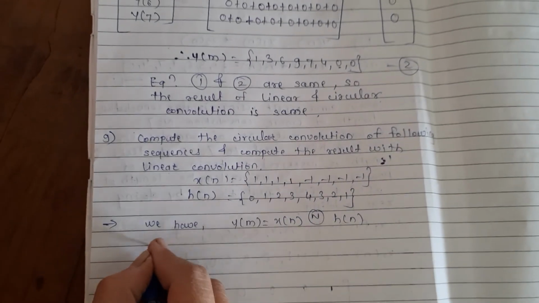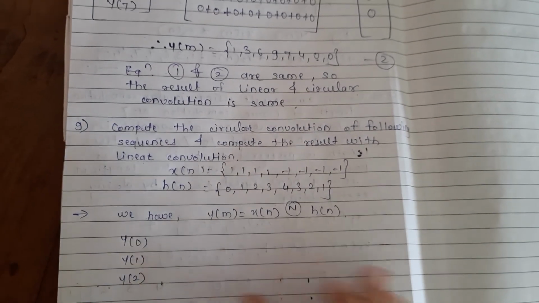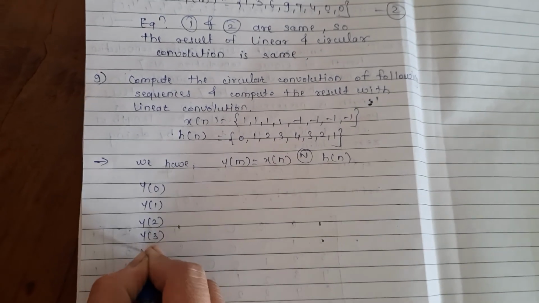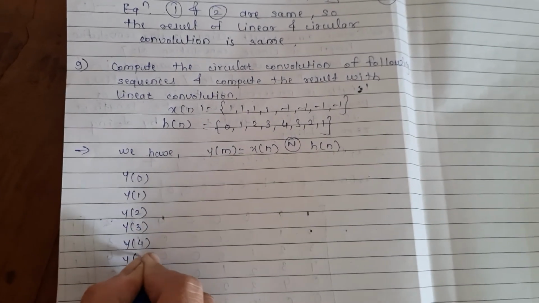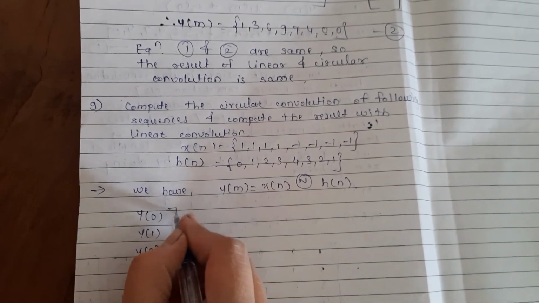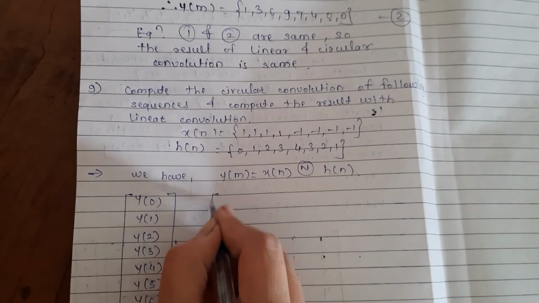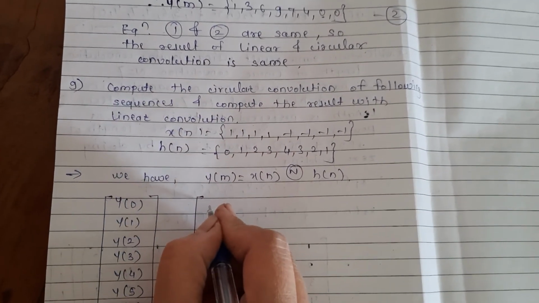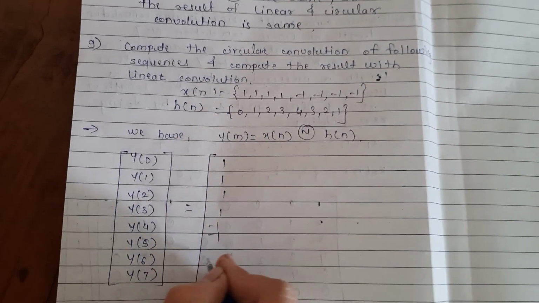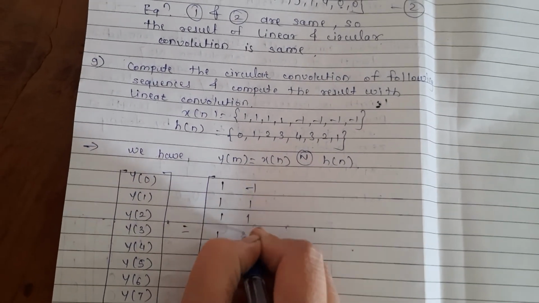So we write here y0, y1, y2, y3, y4, y5, y6 and y7. It is 1, 1, 1, 1, minus 1, minus 1, minus 1, minus 1. Next it is shifted here, minus 1, 1, 1, 1, 1.